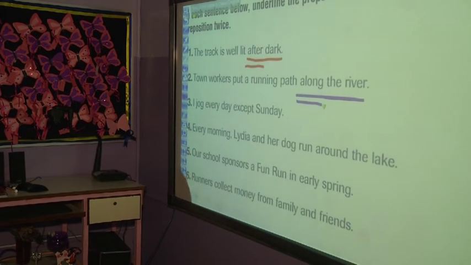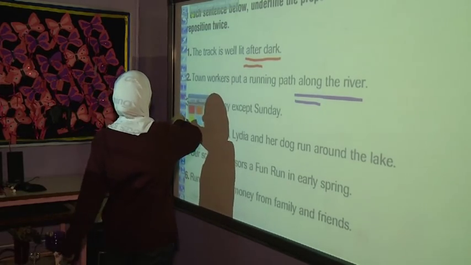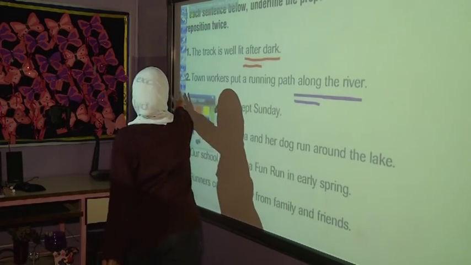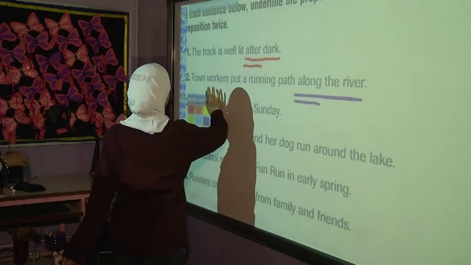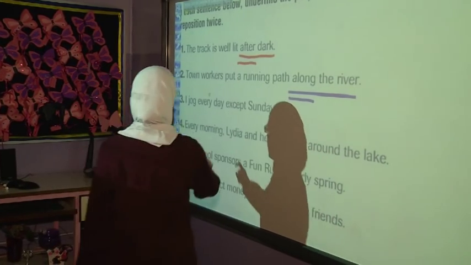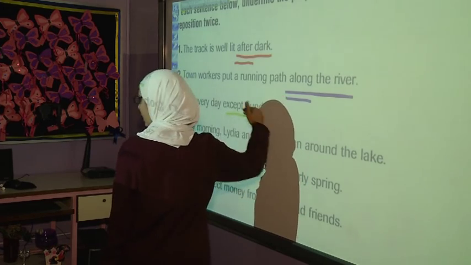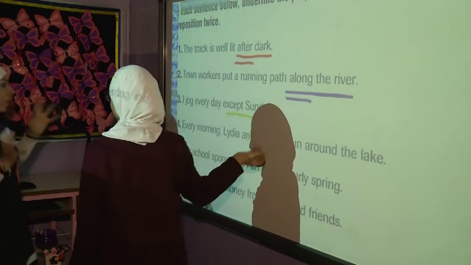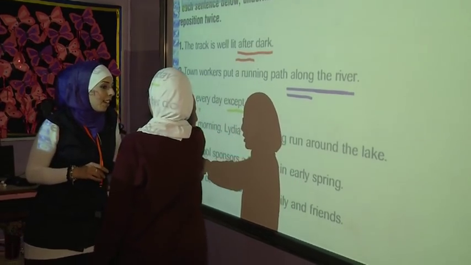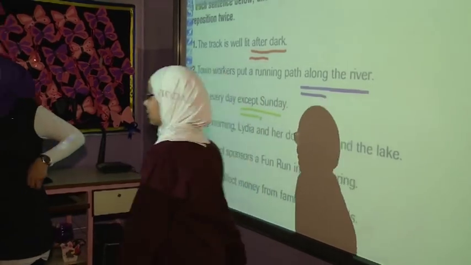Yes, Yeni. Choose another color, please. Okay, green is good. I jog every day except Sunday. Except Sunday. Every day except Sunday is a preposition? Prepositional phrase starts with what? Every day. Every day is a preposition? No. So it starts with? Except. Except is a preposition. Excellent. Clap your hands for her.